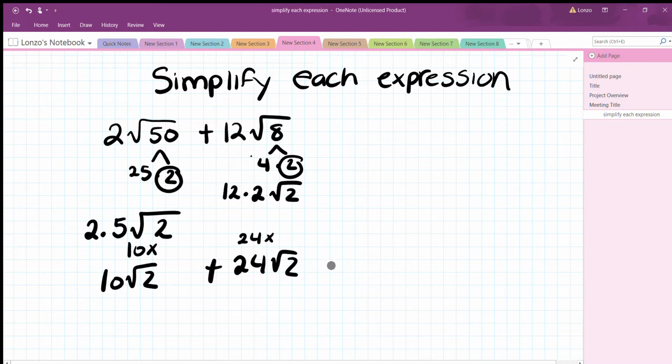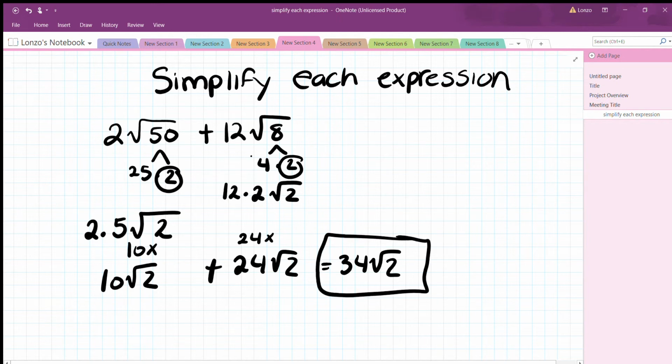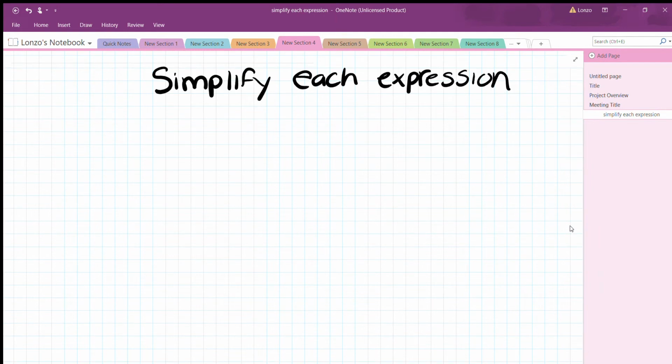So how would I combine these? 24 plus 10 is 34. And then don't forget this. And then you're just left with the square root of 2. Okay, let's see here. Just a few more and then we're done for this section.